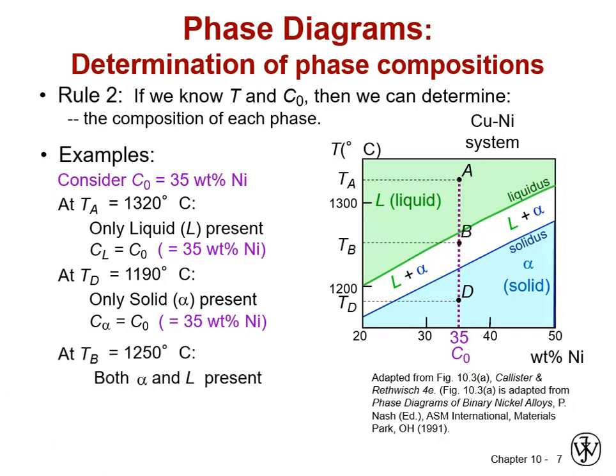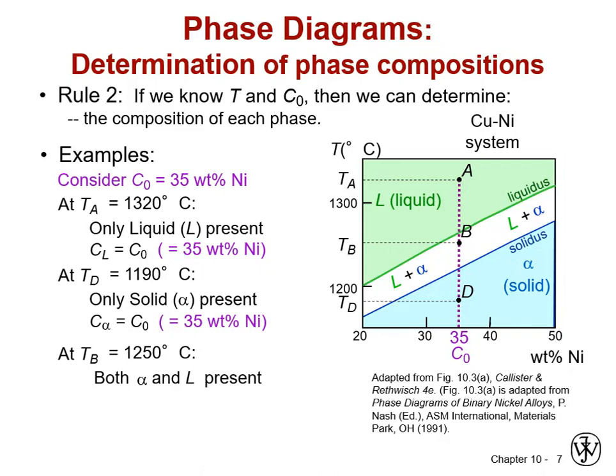But what if we're right in the middle? What if we stopped our cooling at 1250 C like we saw on the previous slide? Well, now we're in that two-phase region. Although the overall composition is 35 weight % nickel, the alpha solid and the liquid that are coexisting in equilibrium, there's two phases, they're not the same composition, and neither one of them is 35 weight % nickel.